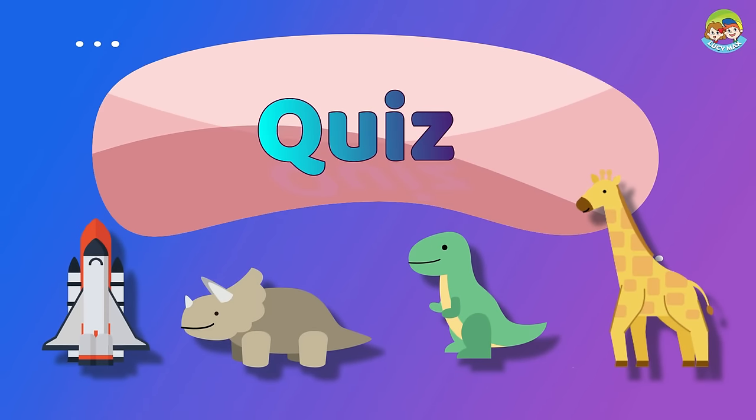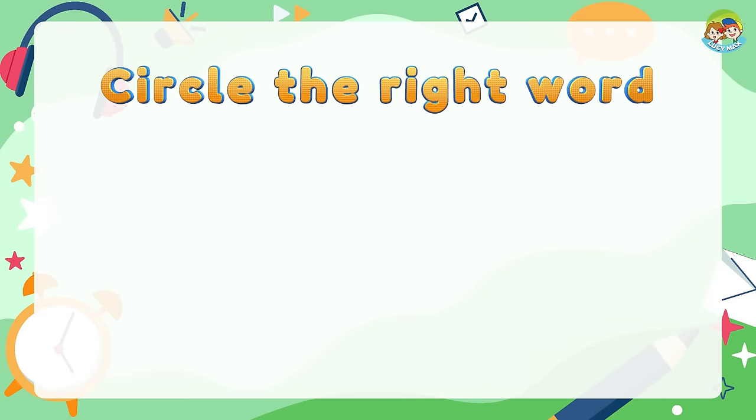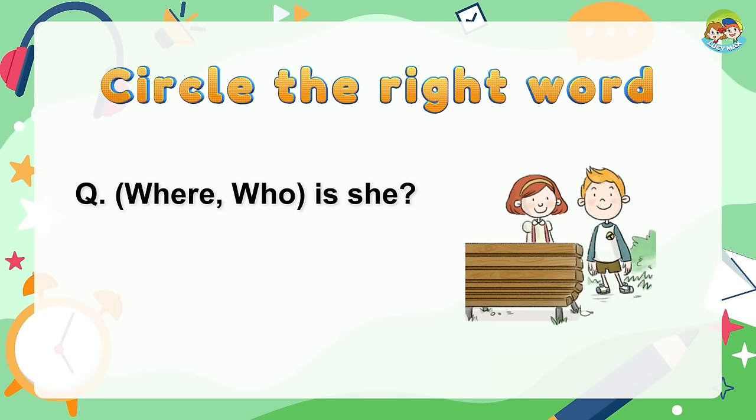Quiz. We will circle the right word. Where, who, is she? She is Emily. Here we are asking about a person. So we use who. Who is she?